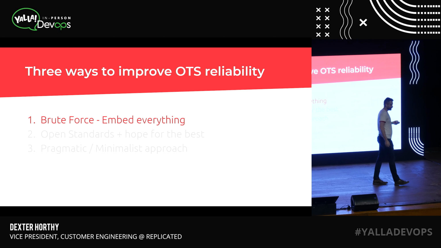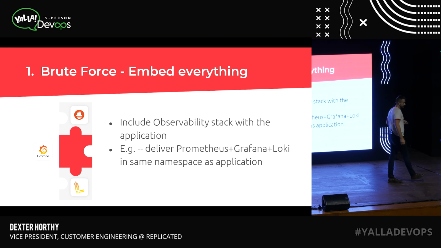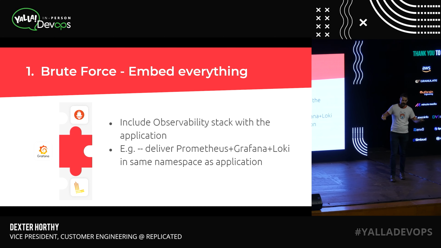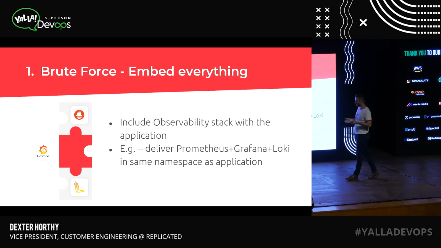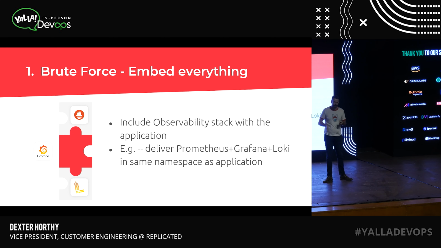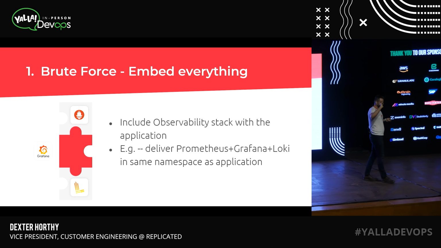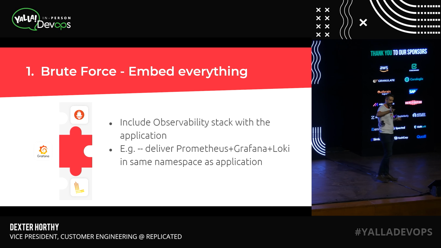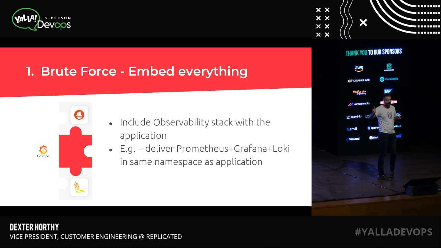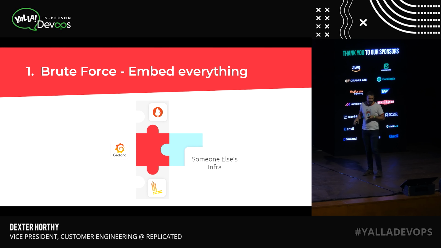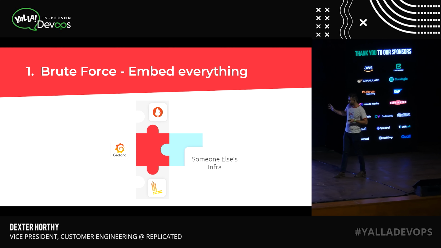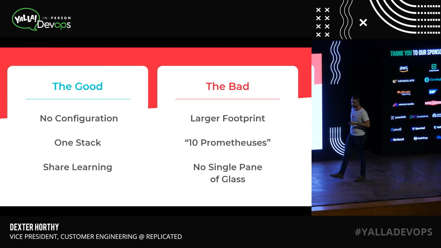So this first brute force method, you've probably seen a couple examples, is to send the whole monitoring stack in with the application. So you could imagine shipping an appliance or even a Kubernetes application that comes with its own Grafana dashboards, its own Prometheus, and maybe even a Loki stack to do log aggregation. And then you go and plug that whole thing into someone else's infrastructure.